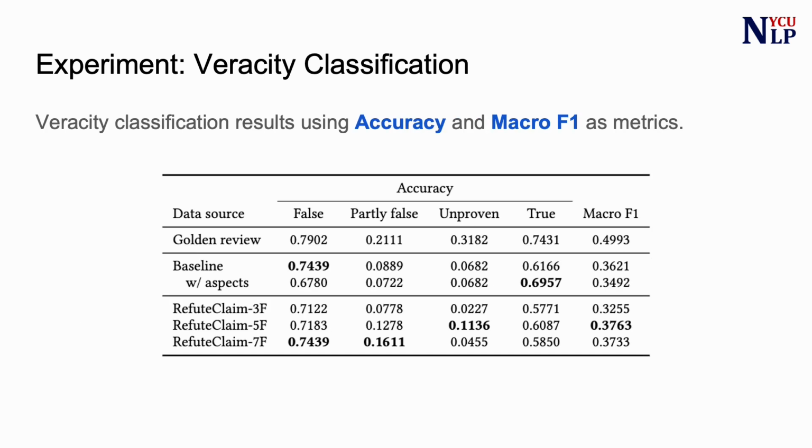The veracity classification result shows the Refute a Claim perform well on false claims, while they have weak performance on true claims. Since the model highlights flaws, such emphasis increases the employment of negative statements, potentially confusing the classifier.